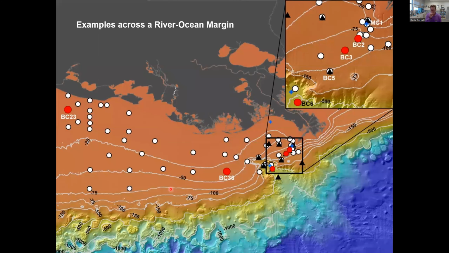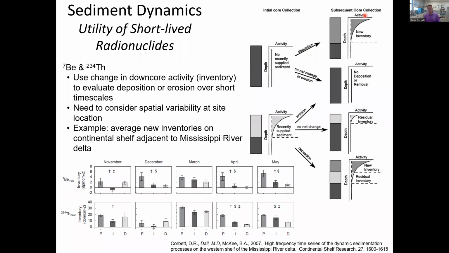I want to show a couple examples, both for the short-lived radionuclides, thorium and beryllium, as well as lead-210, and how we've applied those. This is showing the Mississippi Delta. So this is coastal Louisiana, the continental shelf off of the Mississippi Delta. And I'm going to show a couple cores that we've collected in some studies that we've done just west of the Mississippi Delta. The first is using these short-lived radionuclides that I talked about initially, right? So beryllium-7, thorium-234. You can apply these if you actually go out to a study area and collect cores every couple weeks or every month and a half or so.